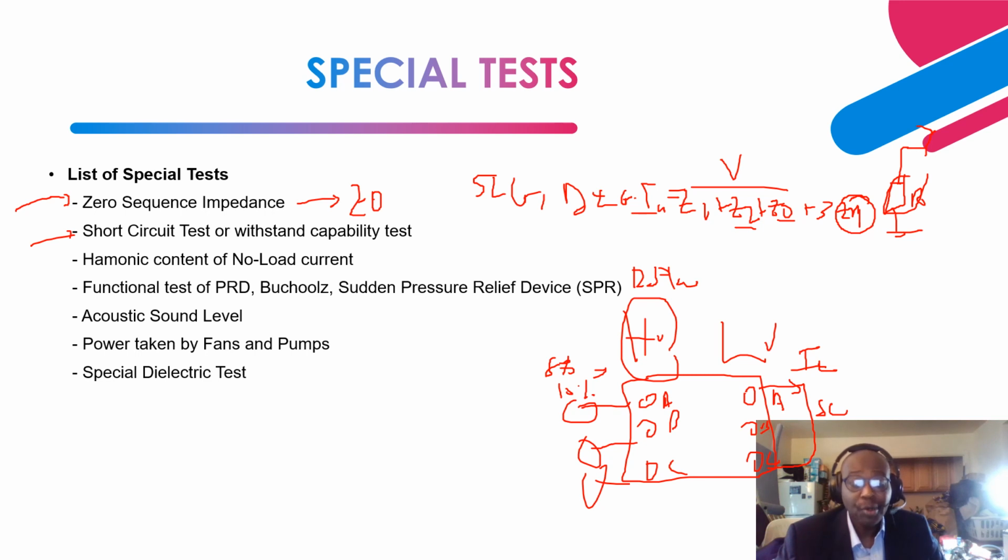During this test, the power transformer should be able to withstand this short circuit without any degradation, any performance failure, without it catching fire. So this is what they call the short circuit withstand capability test.